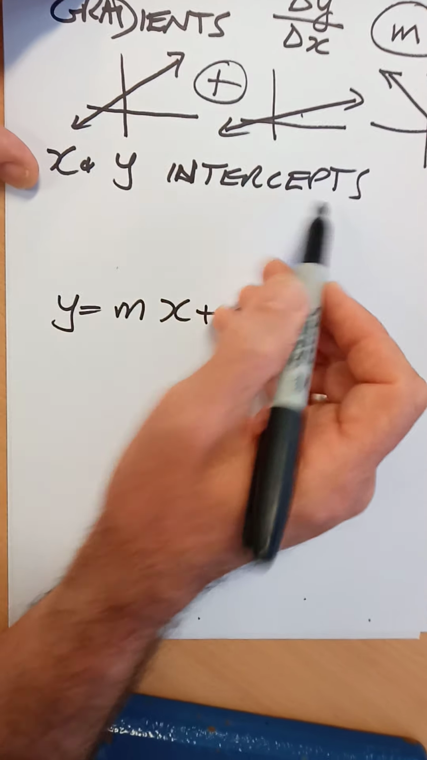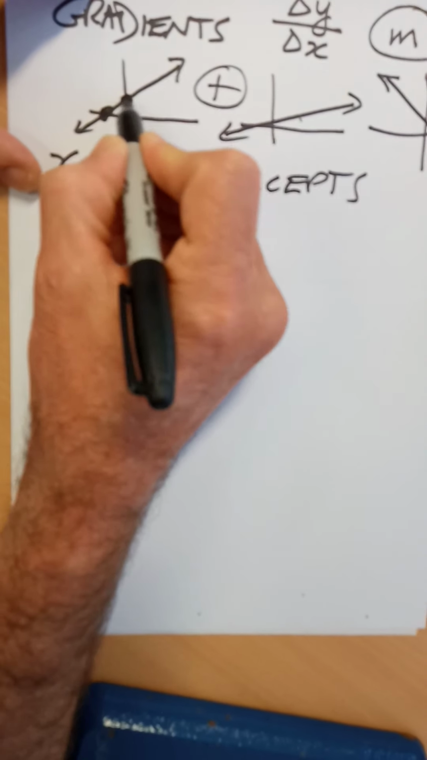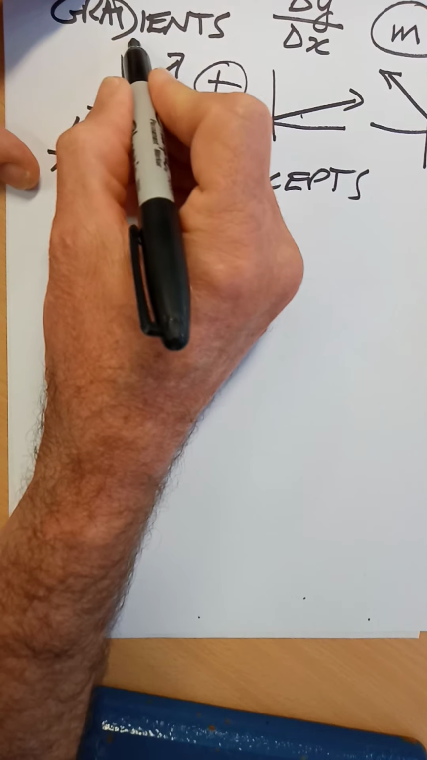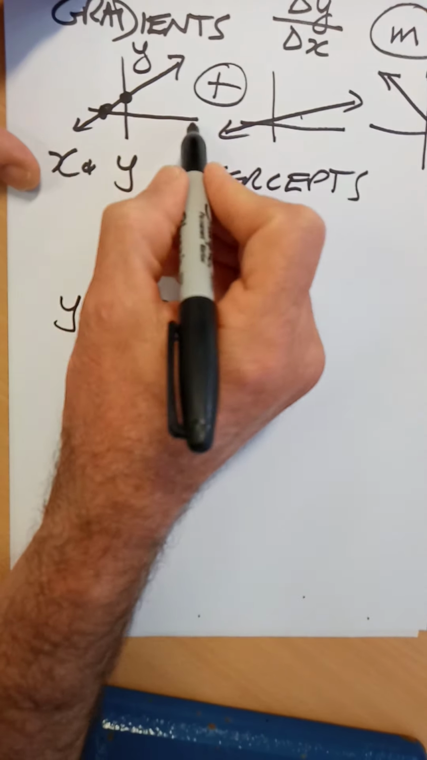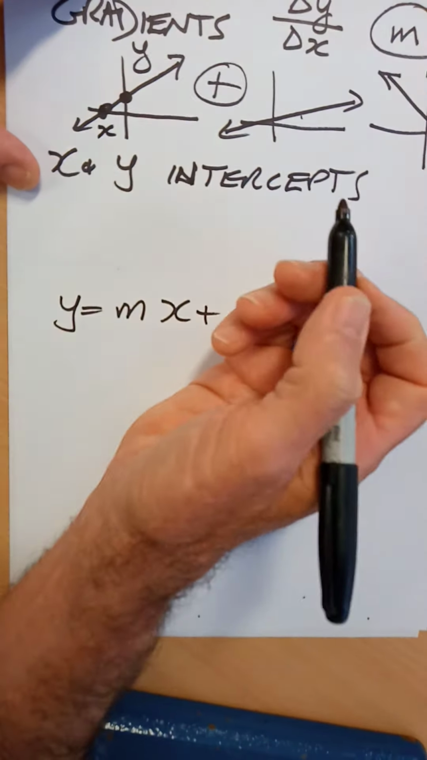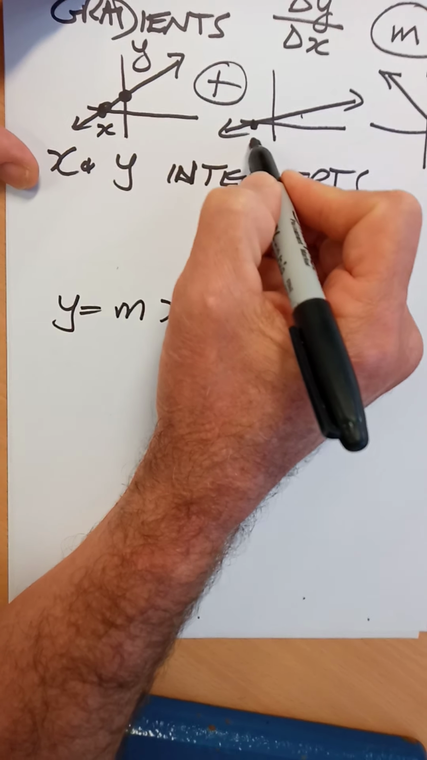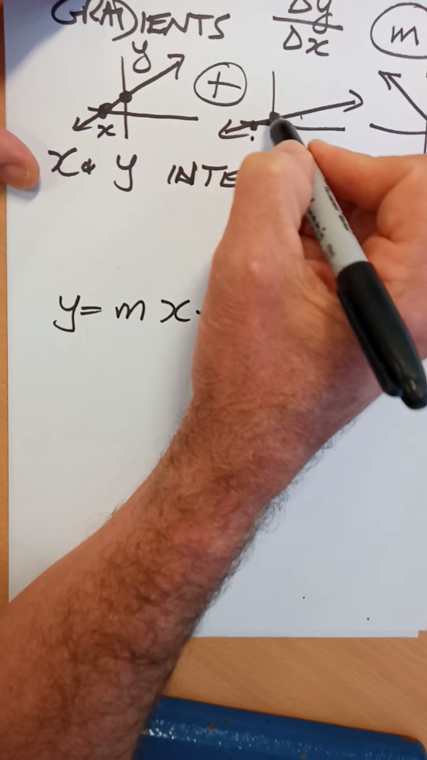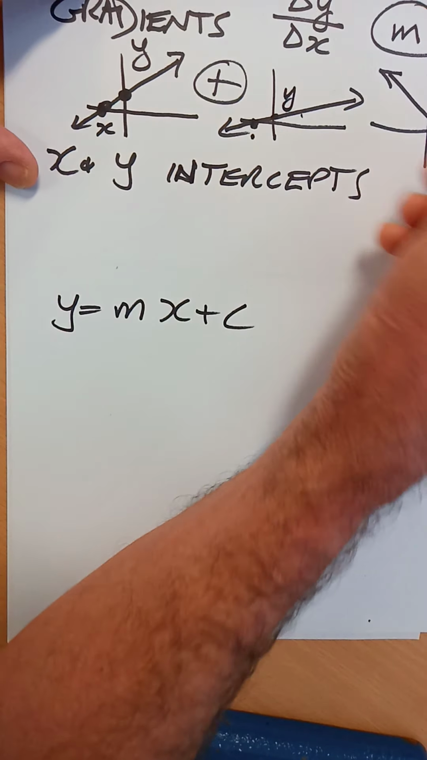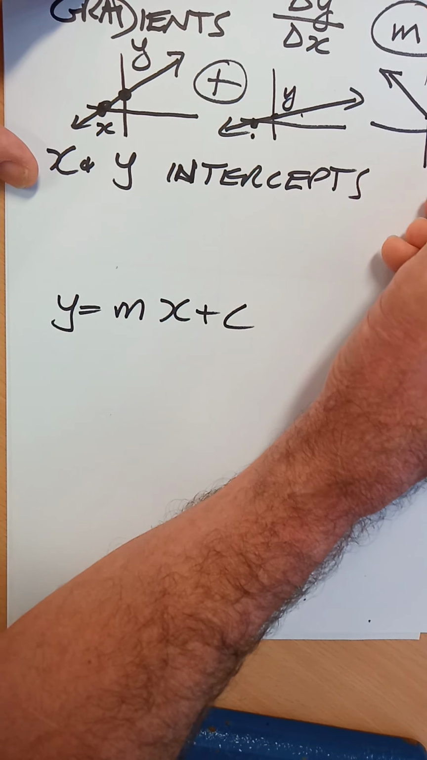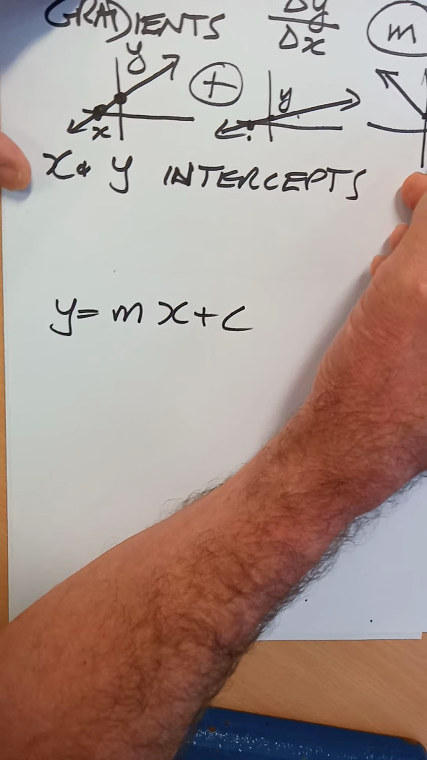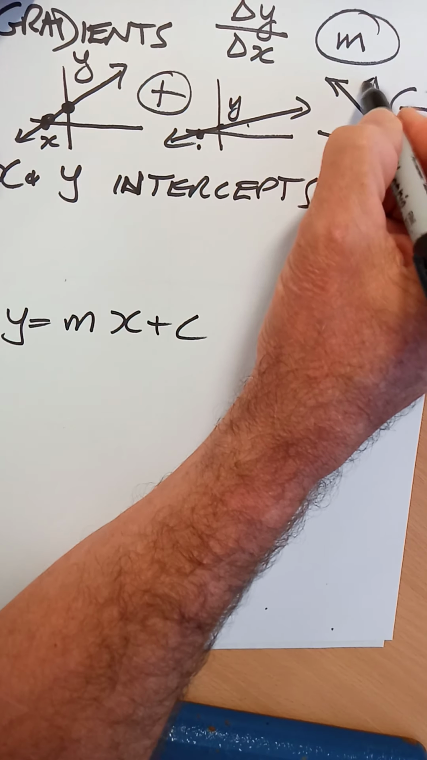The x and y intercepts are simply where the line intercepts the y-axis and the x-axis. So there is the x-intercept, and that point there would be the y-intercept. Okay?